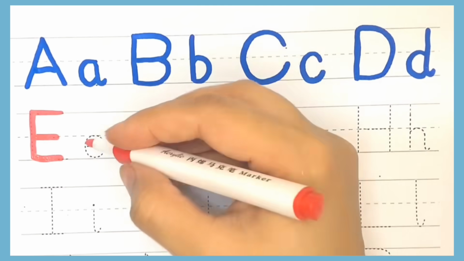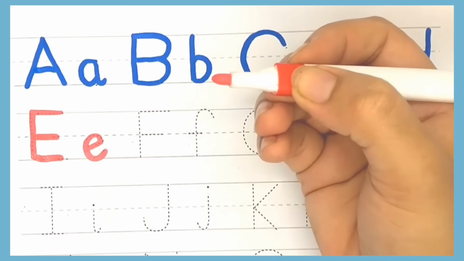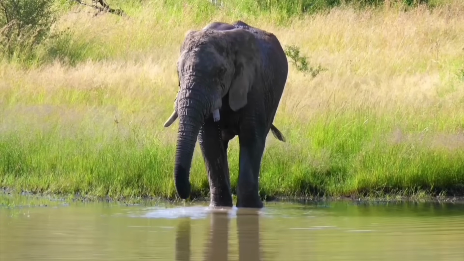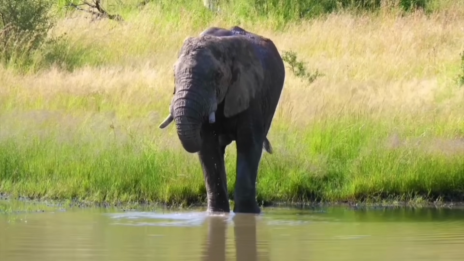Capital E, small e. E for elephant. The elephant is the biggest land animal. It has a long trunk.